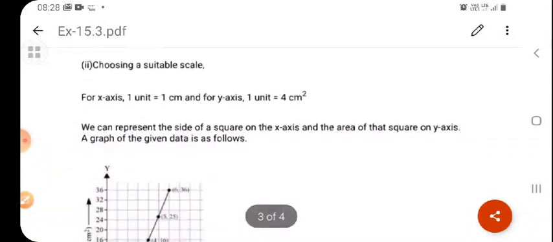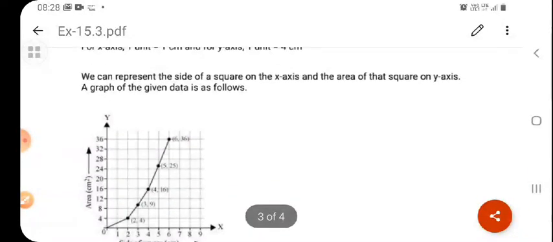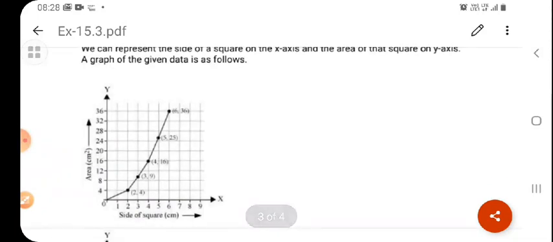Okay, and for the second table, choosing a suitable scale, 1 unit we have taken is 1 centimeter, and on the y-axis 1 unit is equal to 4 centimeter square. So here we are representing the side of a square on the x-axis and the area of the square on the y-axis. For the side 2 the area will be 4, and for the side 3 the area will be 9. For side 4 the area will be 16. It is the square of the point on the x-axis that comes on the y-axis.